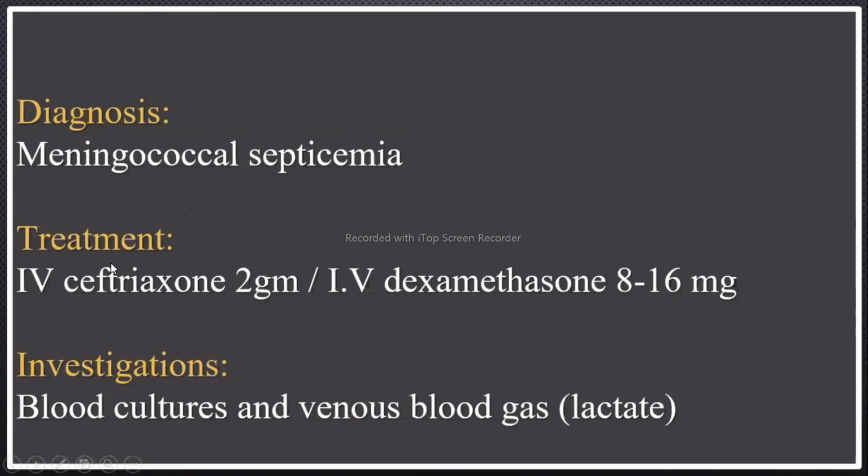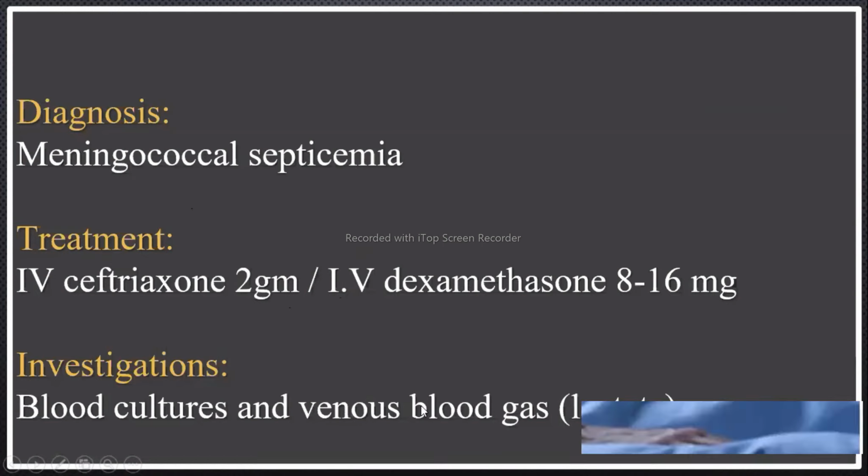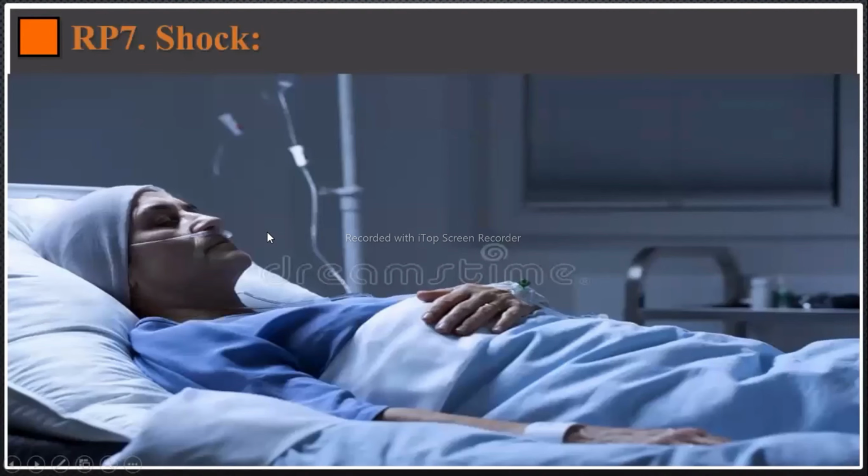So diagnose meningococcal septicemia, and the treatment is 3 in and 3 out, as we said. Here, specific treatment is 2 grams ceftriaxone IV and dexamethasone 8 milligram. Investigation, as we said, 3 in, 3 out: blood culture, gases. Shock. So presentation number 7, we are talking about shock.